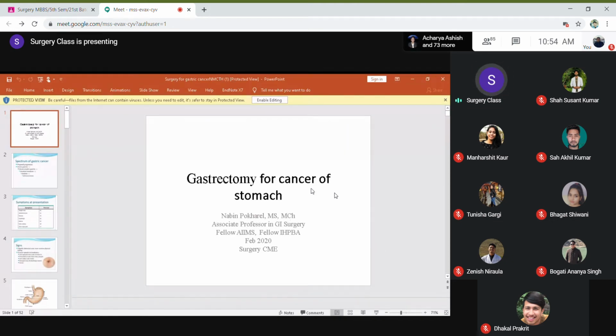First, we'll discuss more of surgery, and then we'll discuss more about neoadjuvant chemotherapy, followed by surgery, and again followed by adjuvant chemoradiotherapy. So like that, we'll discuss the treatment modalities.